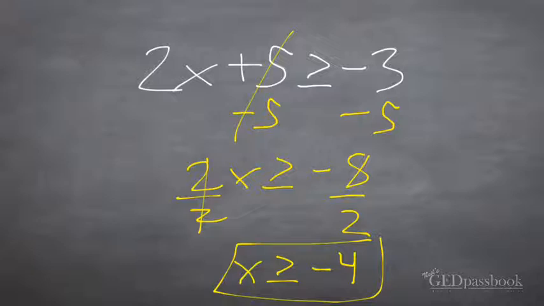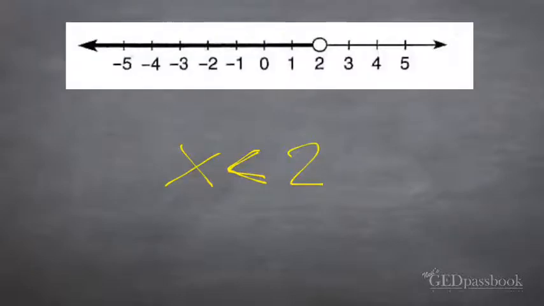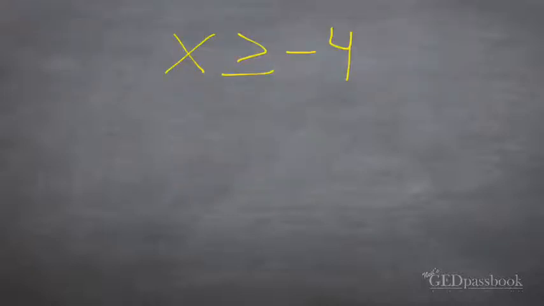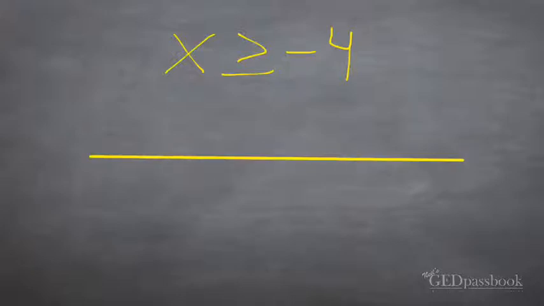So go back to this one right here. X is greater than or equal to negative 4. How about we graph this one? With the last example, we read the graph and we gave our inequality. How about when given an inequality, we graph it? Okay, let me get my thing out.